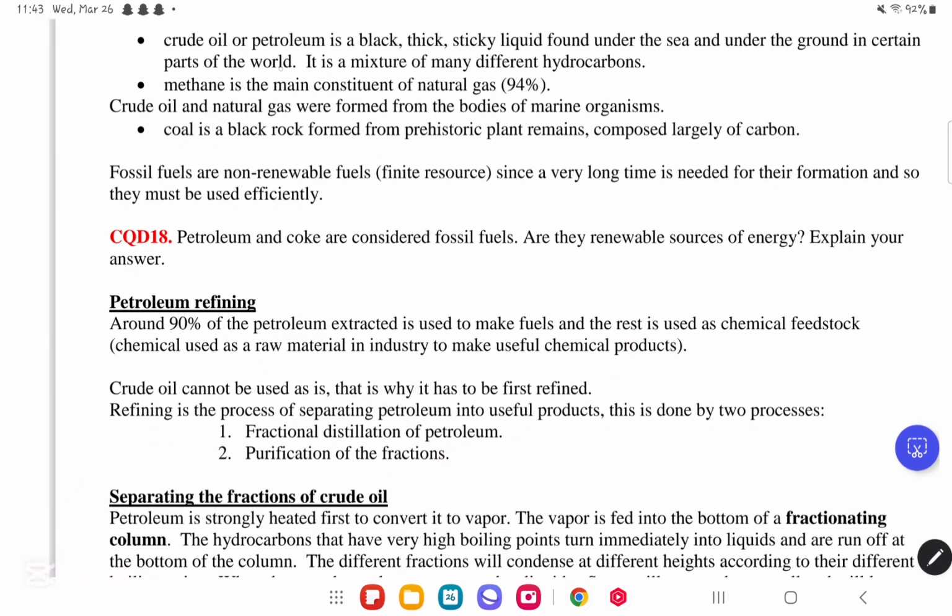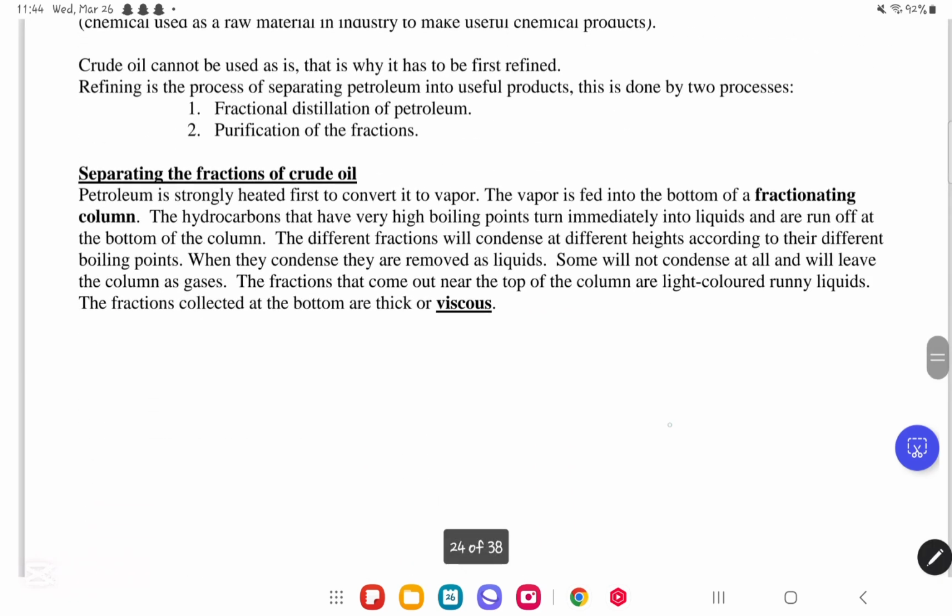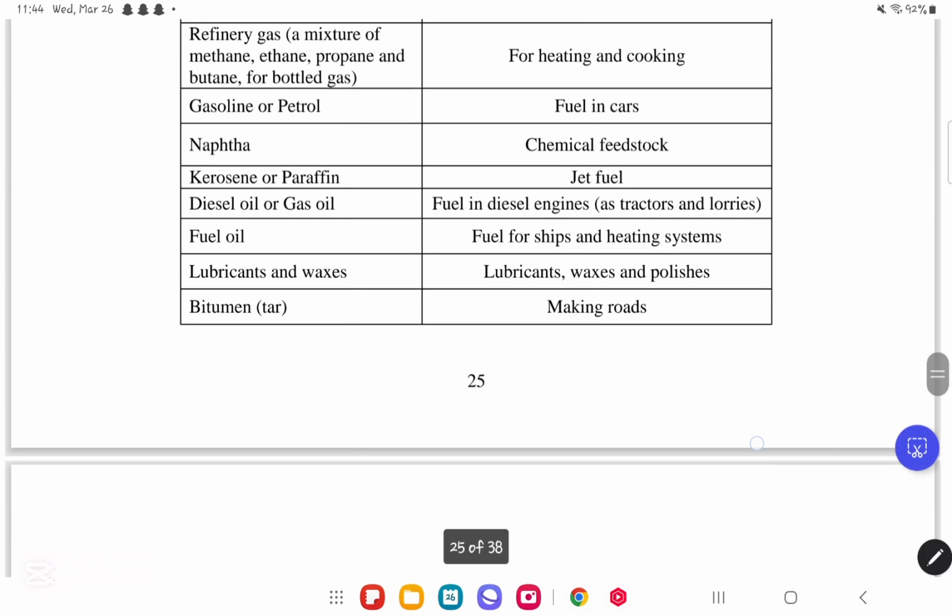In CQD number 18, they said petroleum and coke are considered fossil fuels. Are they renewable sources of energy? No, they are not renewable. They are non-renewable sources of energy because they need over millions of years to reform. So just say they need over millions of years, or they need a very long time in order for them to reform. Let us go down to the next question.